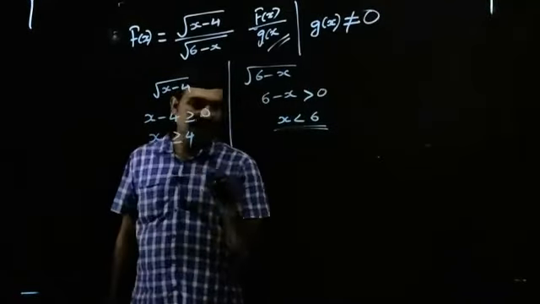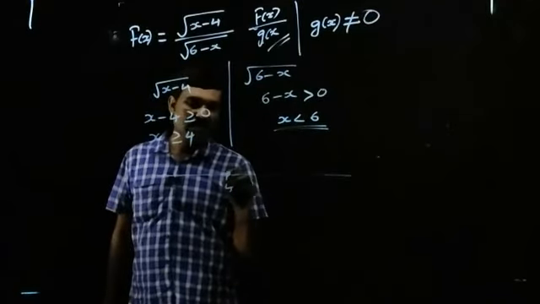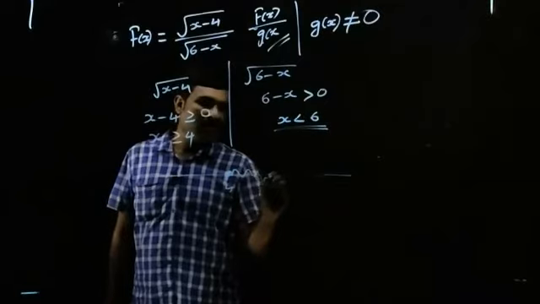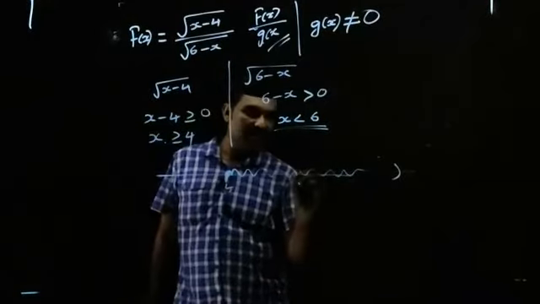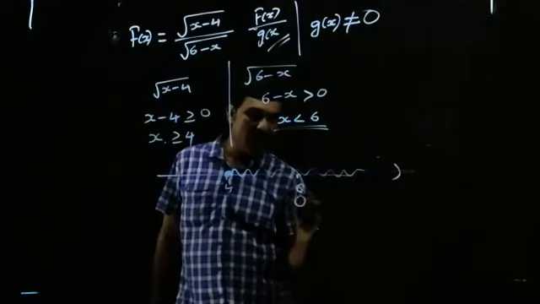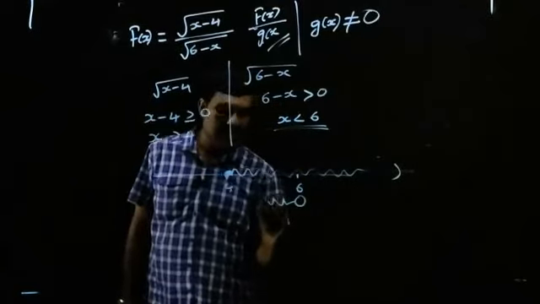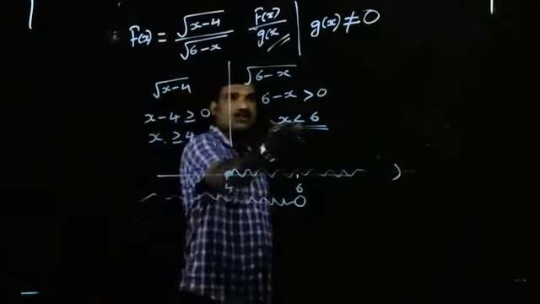So on the number line, you can draw this starting from 4. For this section, 4 is included, so a dark circle, and this entire section, right? And for this section, it starts from 6, but 6 is excluded, right? So I am using an open circle here, and this entire region on the number line corresponds to less than 6.